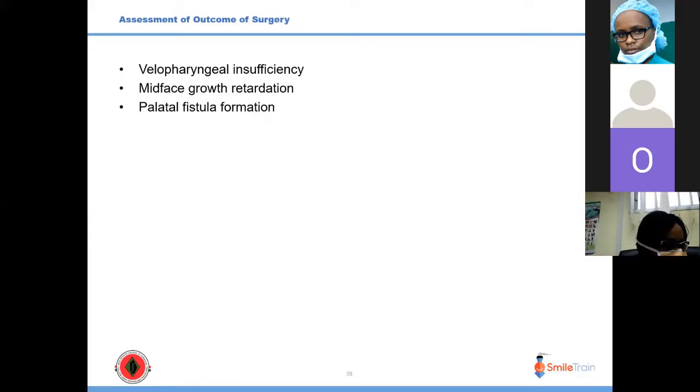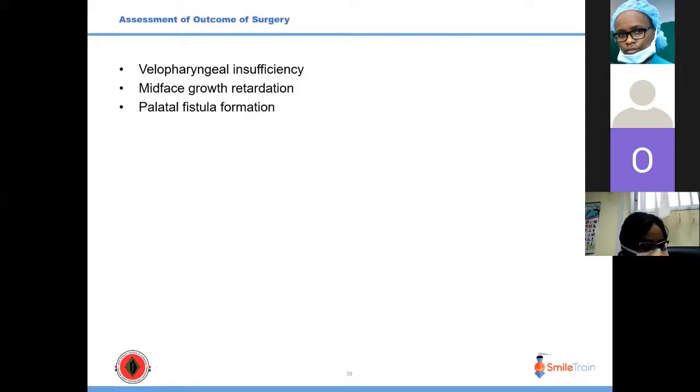The midfacial growth retardation cannot be assessed immediately. It can only be assessed when the patient has grown to a certain age, probably about 5, 6 years. At this time, you'll be able to assess the arch of the individual, and know whether there is restriction or no restriction. The palatal fistula, we can assess as soon as the wound heals.